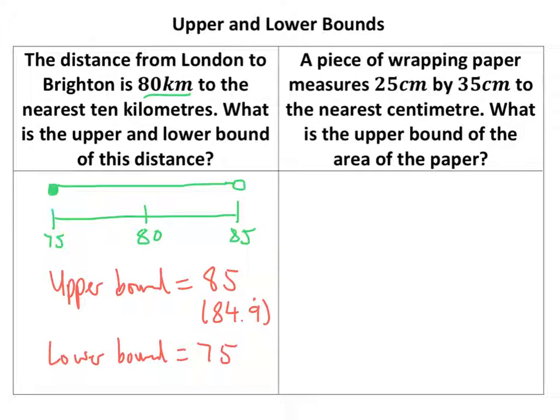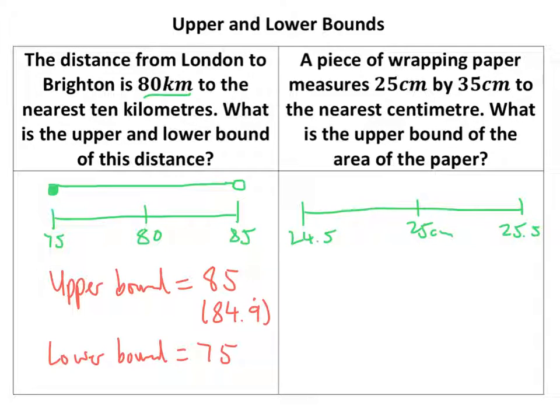That's fine. Now, the second question says a piece of wrapping paper measures 25 centimetres by 35 centimetres to the nearest centimetre. What is the upper bound of the area of the paper? Now, in order to get the upper bound of the area of the paper, I need the upper bound of the measurements of the paper. So, because this is to the nearest centimetre, again, if I think about what would round up and down, I'll use my green again. So, to 25 centimetres there, the lowest it would be 24.5, and the biggest it would be 25.4, no, forever. So we'll call it 25.5.